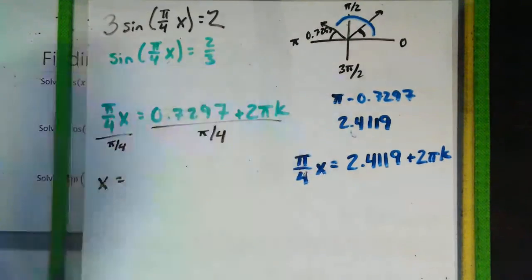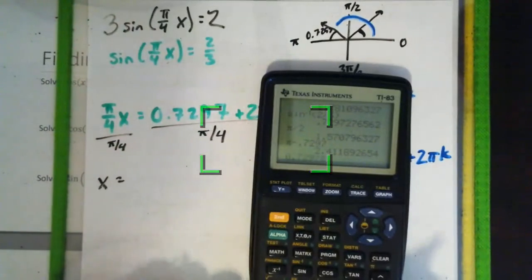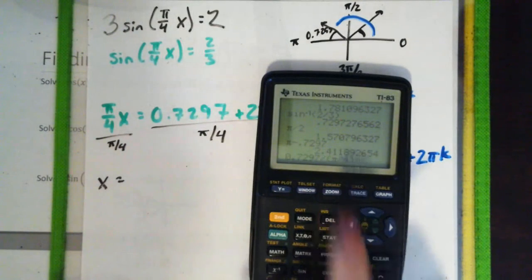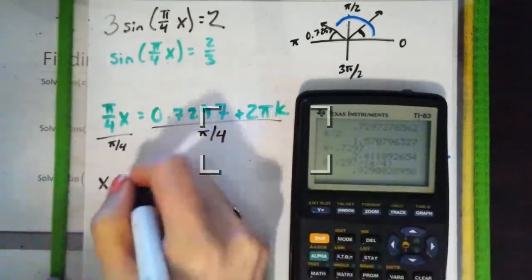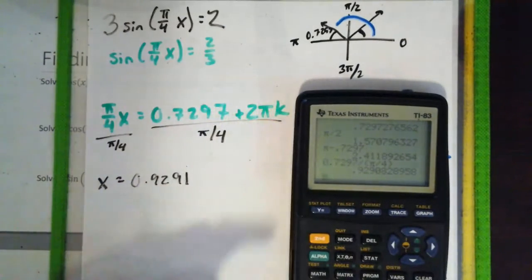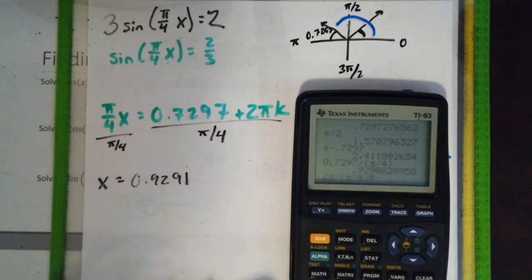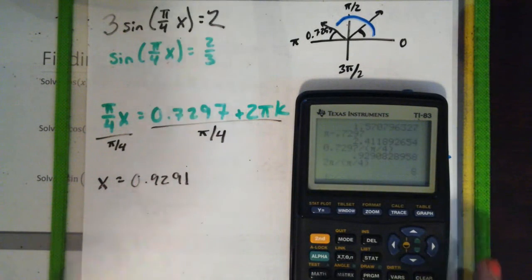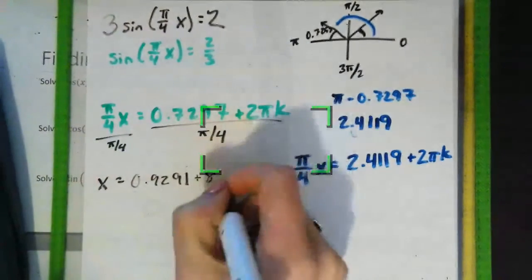So here we get x is equal to 0.7297 divided by pi over 4. Make sure when you divide by pi over 4 it's in parentheses. We get 0.9291, and 2 pi divided by pi over 4 is 8. So we get plus 8k.